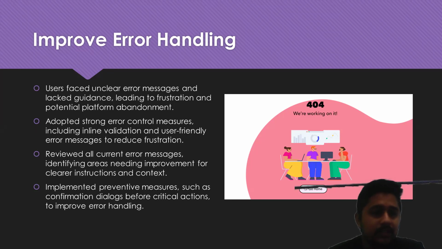The second point is adopting strong error control measures, including inline validation and user-friendly error messages to reduce frustration. We reviewed all current error messages, identifying areas needing improvement for clear instruction and context, because transparency is much more needed. We also implemented preventive measures such as confirmation dialogues before critical actions to improve error handling.